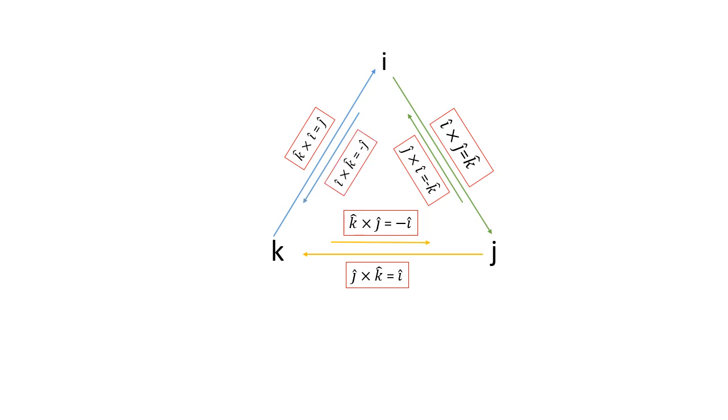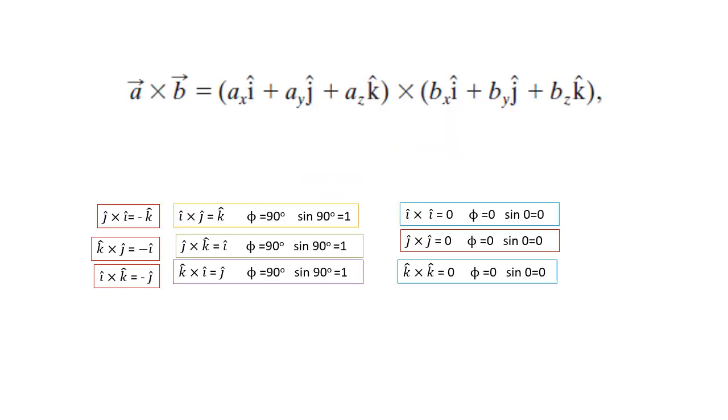So now we were multiplying two different unit vectors. What about i cross i, k cross k, j cross j? It will give you 0, because the angle between them is 0, and sine 0 is 0 in all these cases. So if the multiplication involves the same unit vectors, you get 0.